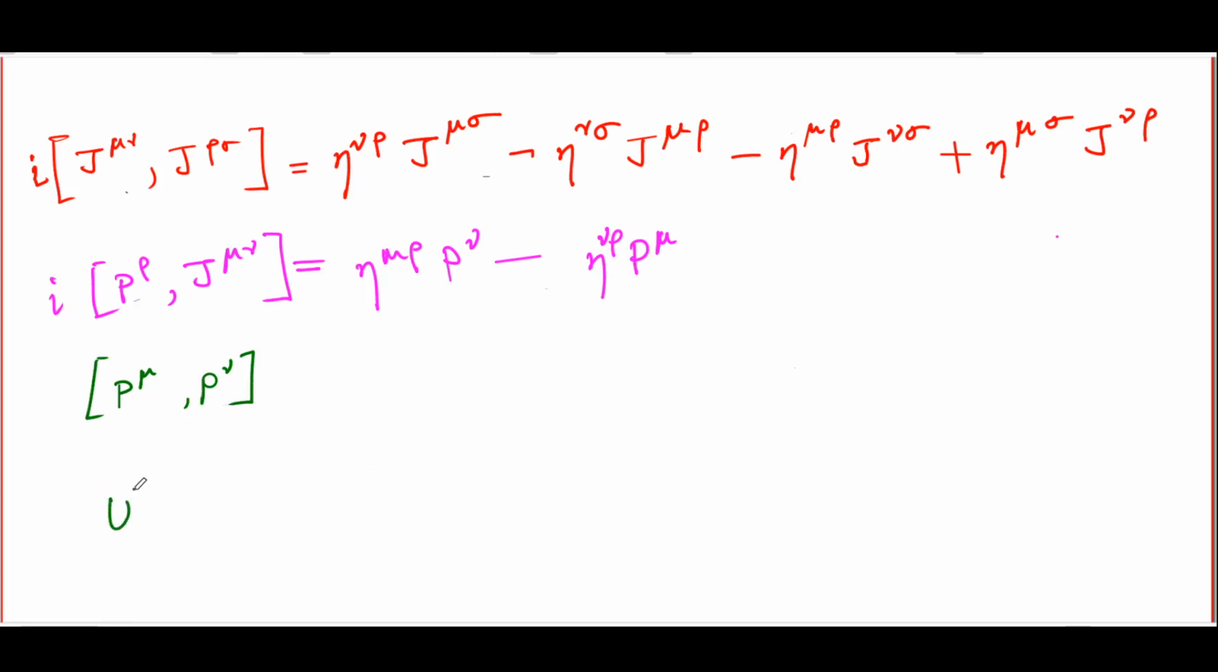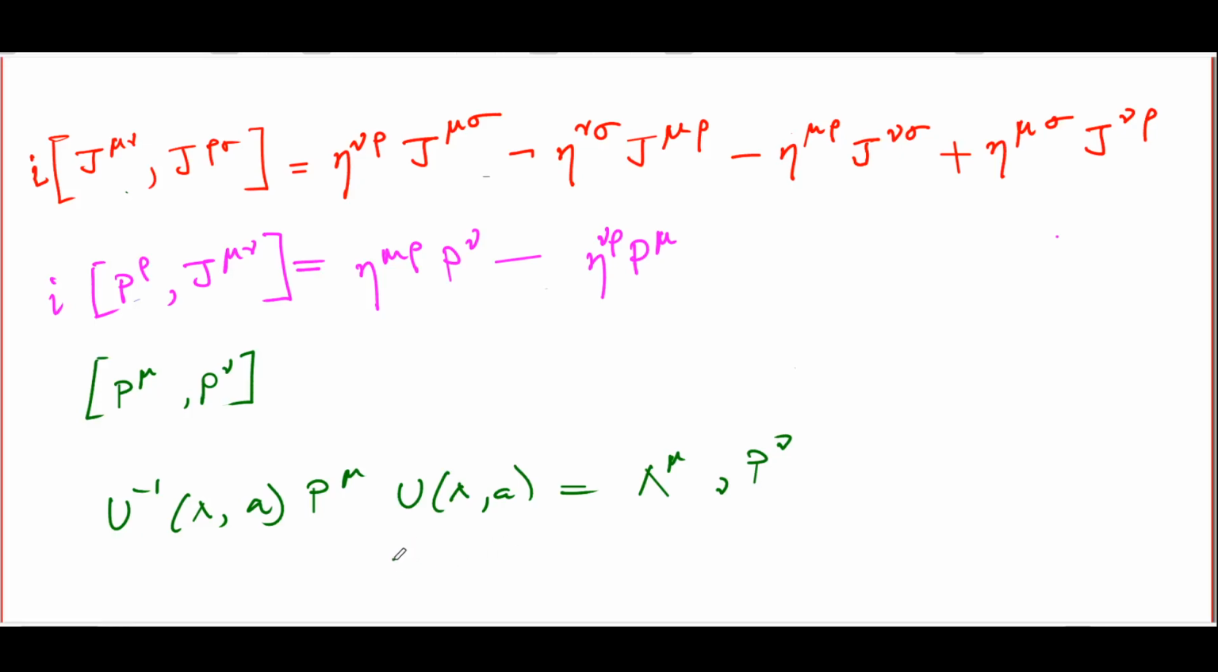Let me just remind you that the basic rule was U inverse lambda A P mu U lambda A was lambda mu nu P nu. Just the statement that the P mu's are four vectors, and so they transform like four vectors under a Poincare transformation. Now, what we need to do, of course, is replace this with an infinitesimal Poincare transformation and then compare both sides. However, the answer can be arrived at very, very quickly. Notice that because we need a commutator with P mu and P nu, what we need to do is talk about just a translation, an infinitesimal translation here, instead of a general Poincare transformation.